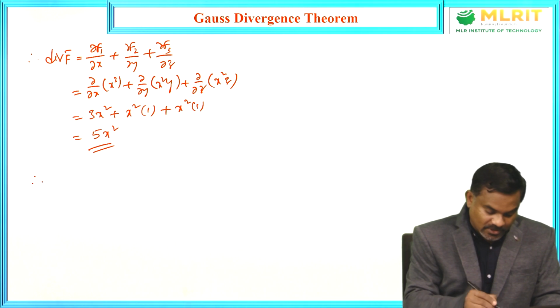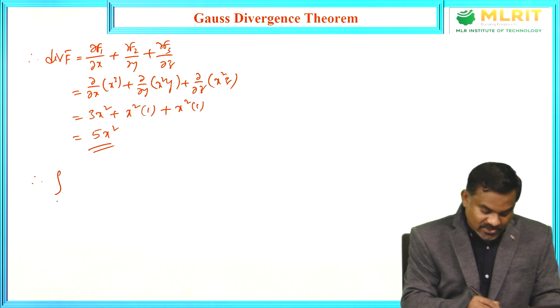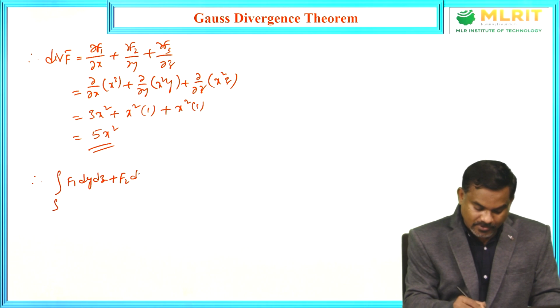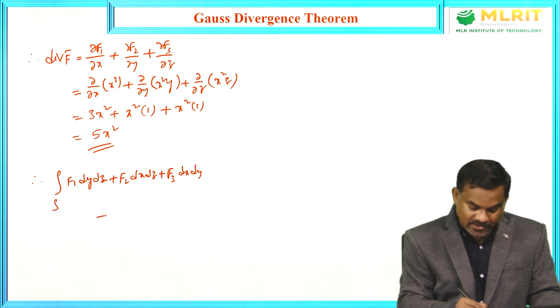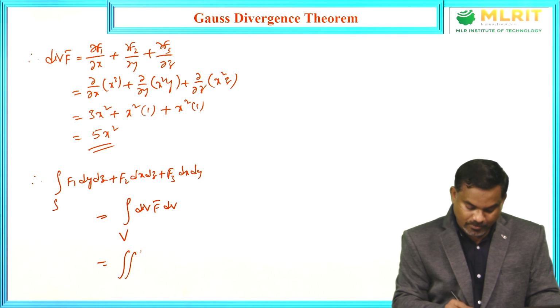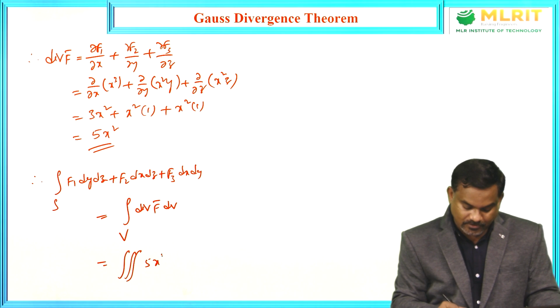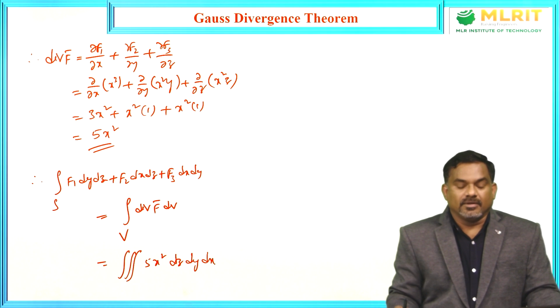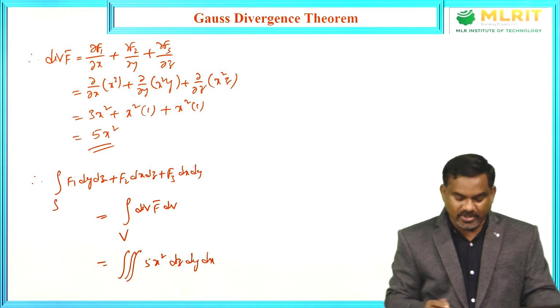Therefore the surface integral of f1 dy dz plus f2 dx dz plus f3 dx dy is equal to the volume integral of div f bar dV. That means the triple integral of 5x square dz dy dx. If we have the limits, then we can integrate this.